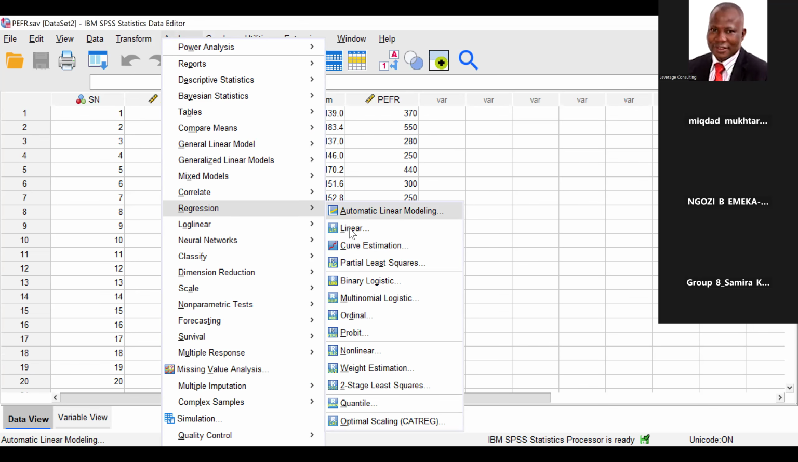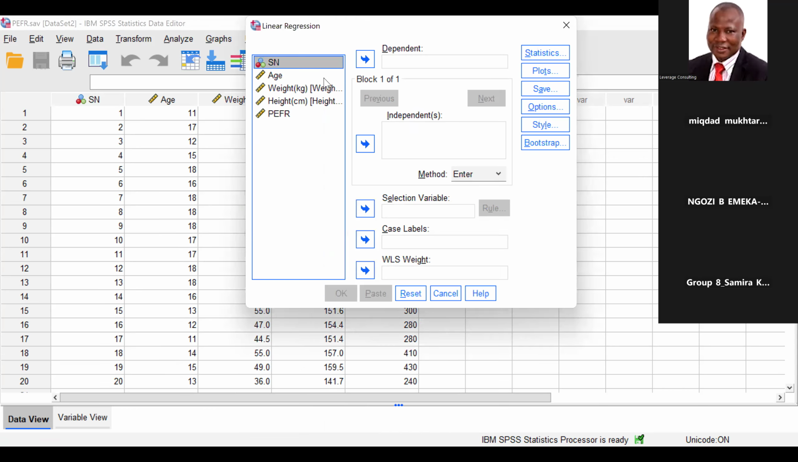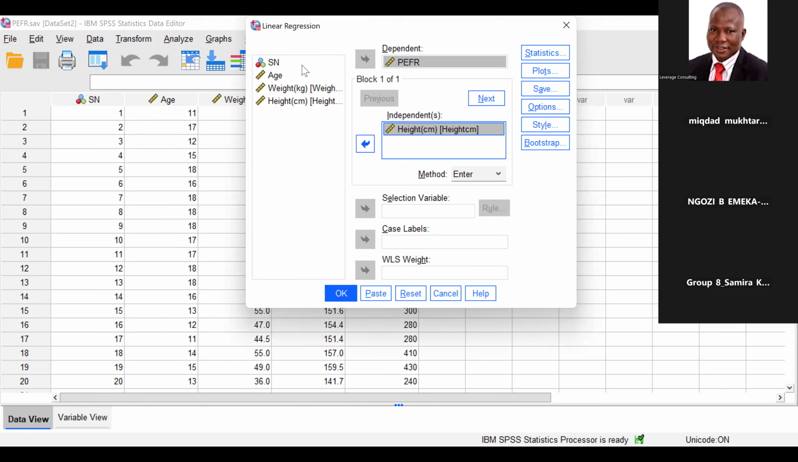Regression, linear. The peak expiratory flow rate is the dependent variable. So height is the most important, then weight, age. This is multiple regression now.